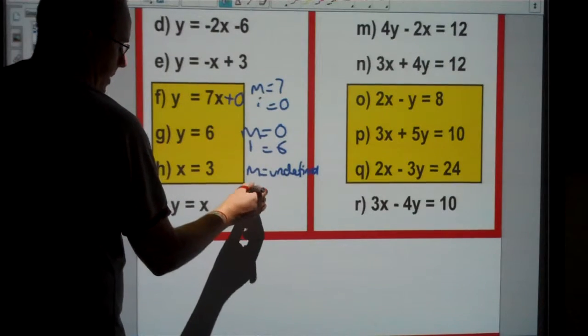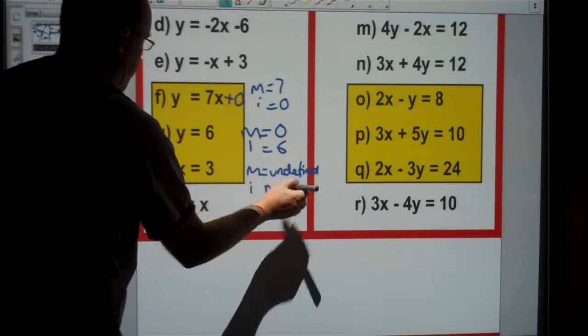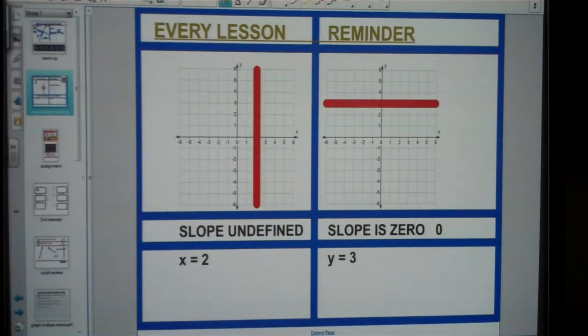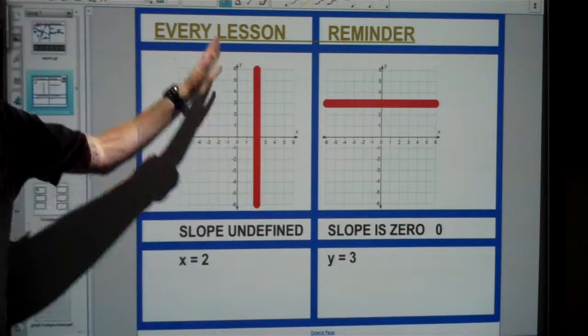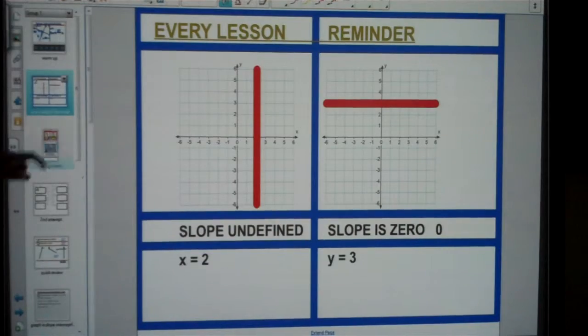And actually that never passes through the x-axis. Never passes through the y-axis. As you can see if you actually look at an example for this, because it's actually parallel to the y-axis.